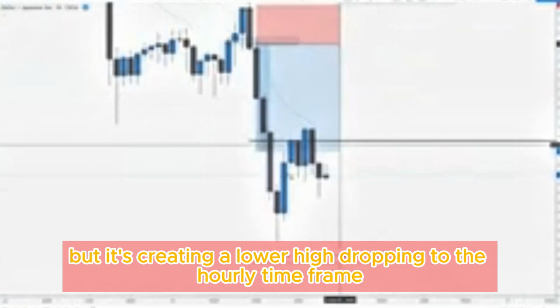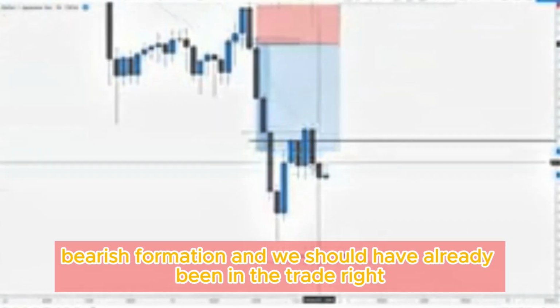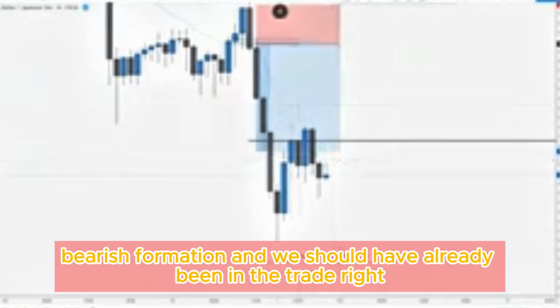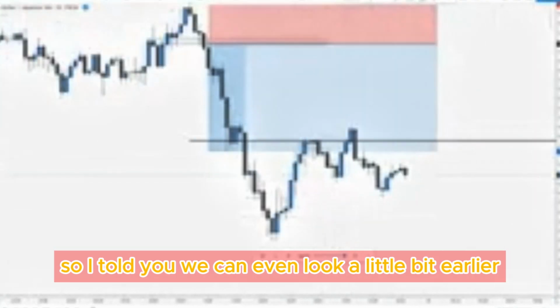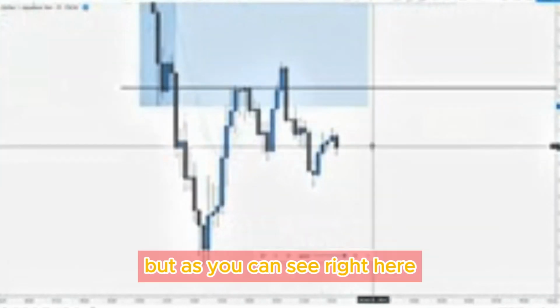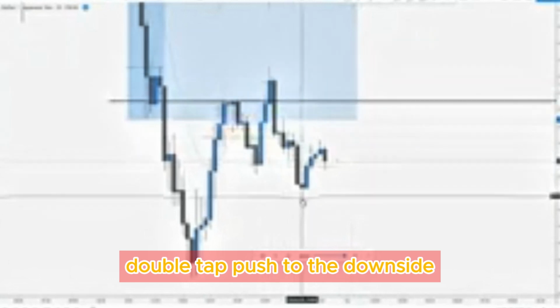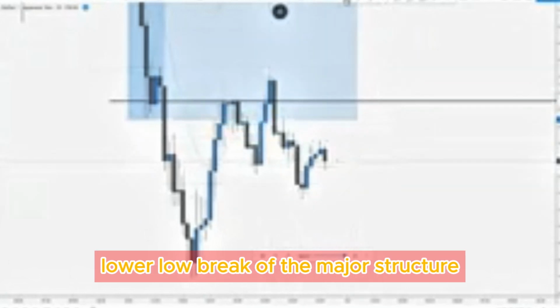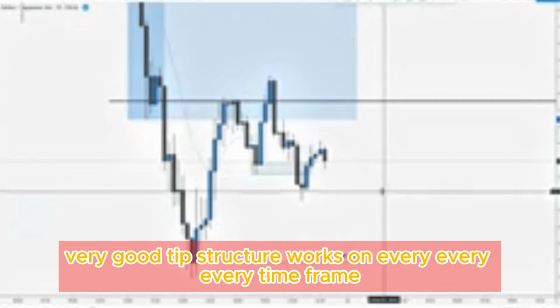Dropping to the hourly time frame, we already had a little bit of a bullish bearish formation and we should have already been in the trade. Right, so I told you we can even look a little bit earlier. But as you can see right here, double top, push to the downside, lower low, break of the major structure. And again, guys, very good tip: structure works on every time frame.